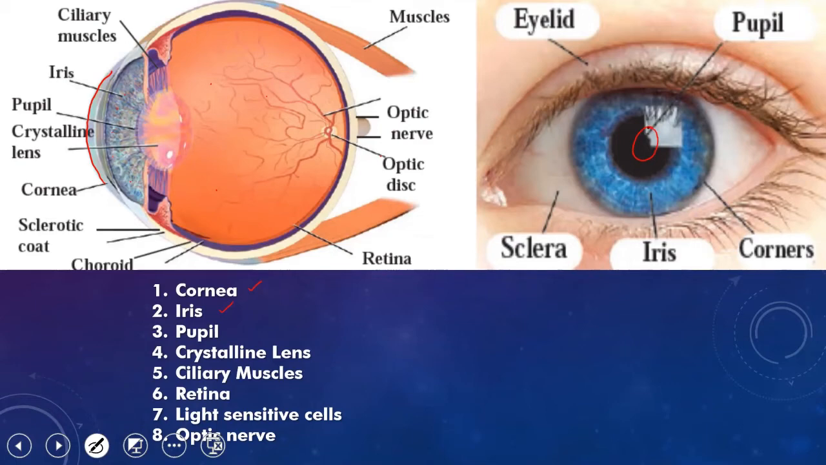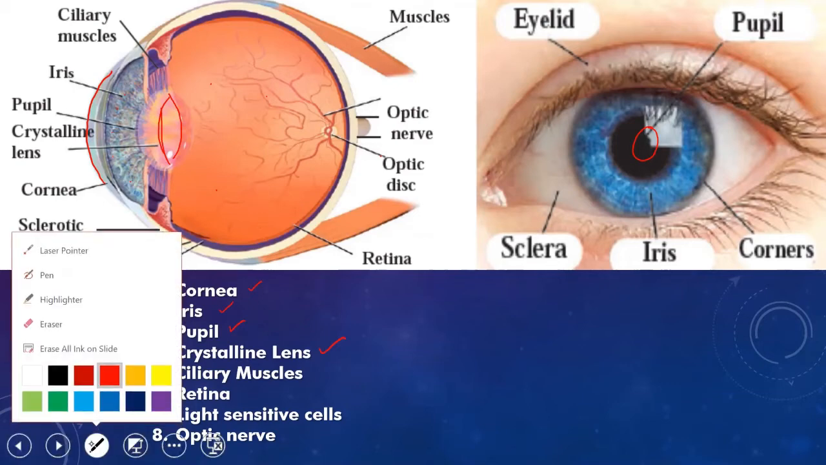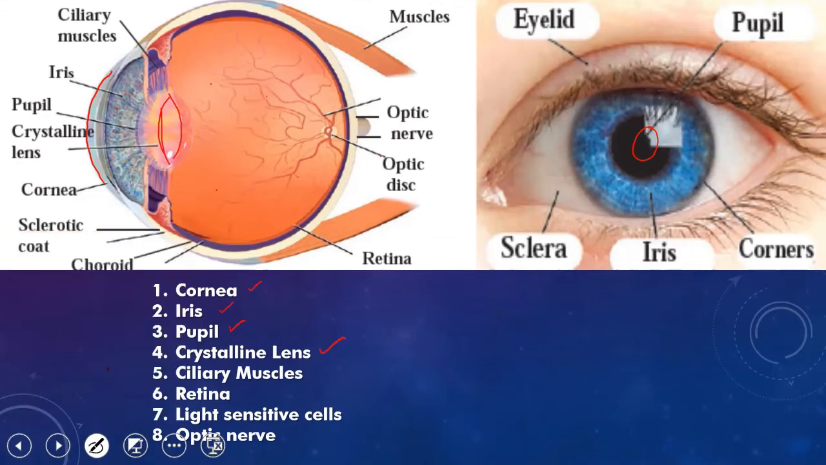Then we have a crystalline lens. Can you see this transparent jelly-like substance? This is the crystalline lens. And in a human eye, the crystalline lens is always a convex lens. A convex lens is a converging lens. Then we have ciliary muscles. Can you see this part? This is your ciliary muscles. These ciliary muscles hold the eye lens together. I'll tell you why holding is required for the eye lens. We'll study each and every structure in detail step by step.